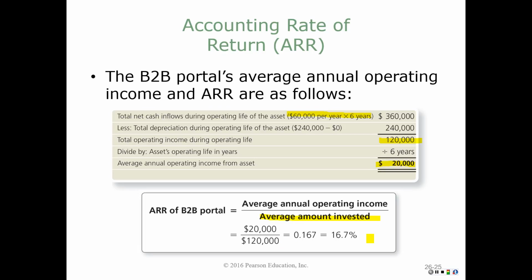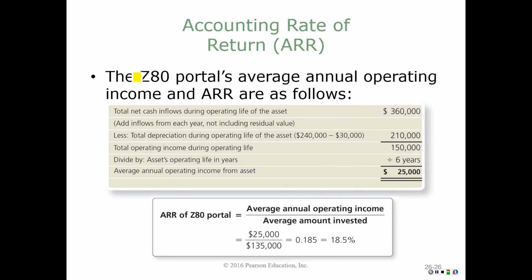This all depends on what Smart Tab's minimum required accounting rate of return is for investments. If their minimum accounting rate of return is 20%, this would not be a recommended investment. If it's 15%, then yes, possibly we could look at this option.